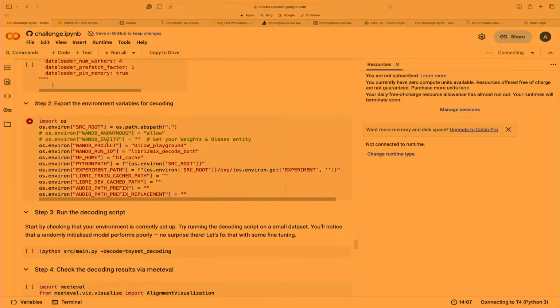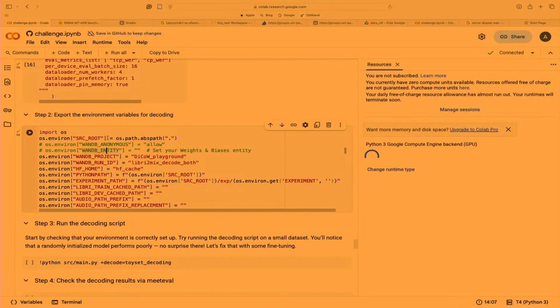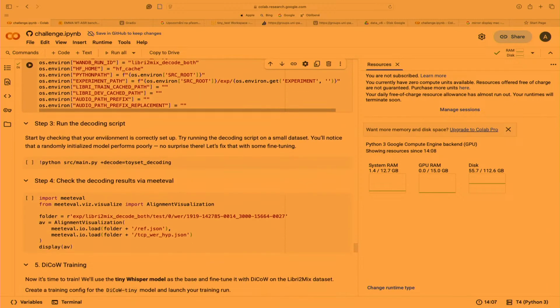And here, if you want to use Weights and Biases, just set up here your entity, if you are using some project and sharing with others. If not, just comment it out. Here it's Hugging Face Home where it will store your models. Here is the project that you will see in Weights and Biases, the run ID, and here are just some paths that we need to set up to override the base config.